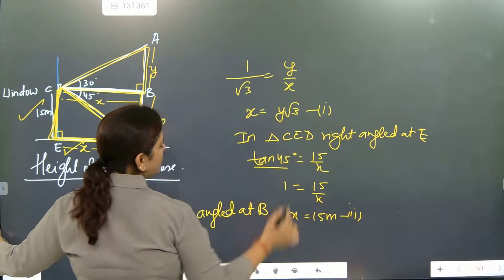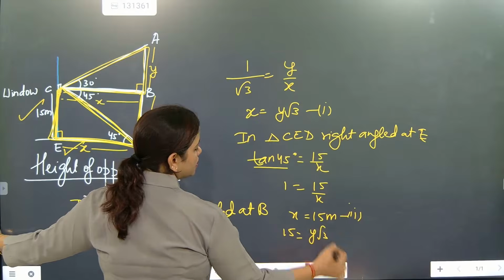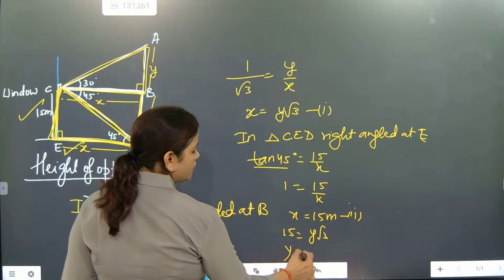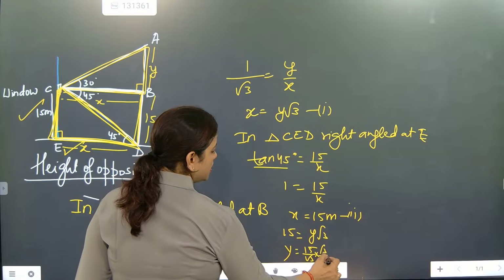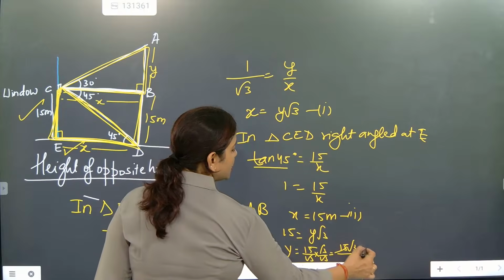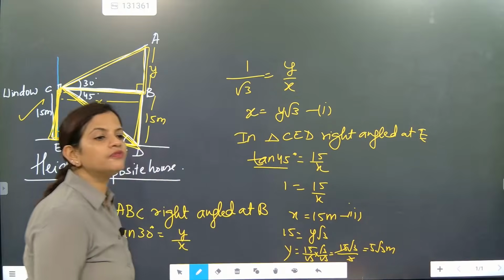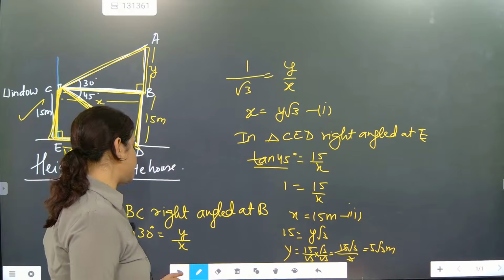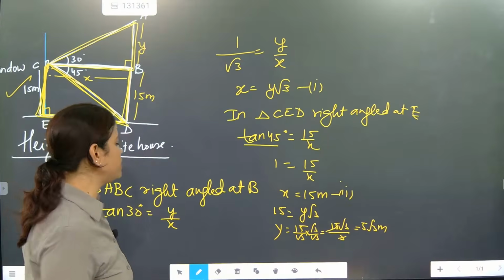Now what will be y? 15 is equal to y root 3. So y will be equal to 15 by root 3, which is 15 root 3 by 3, that is 5 root 3 meter. Y is coming as 5 root 3.